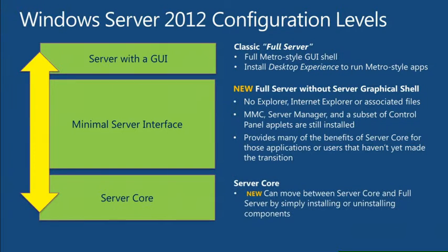Then down at the bottom, we have Server Core as before, but now they're actually integrated. So you can install Server Core, and post-installation, you can move up to minimal server interface, or you can move up to server with a GUI by installing some features. If you start with server with a GUI, you can move down to Server Core. So you can uninstall and convert the box to Server Core.